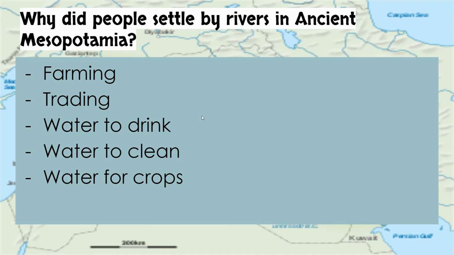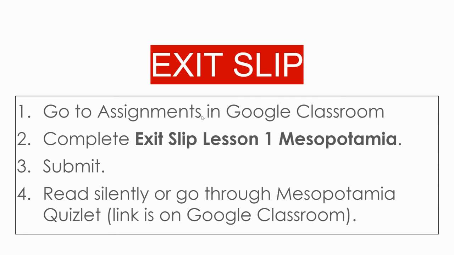Okay, so after you have read the readings I also posted on Google Classroom, I want you to take an exit slip over everything we just went over and what was in the readings. Your exit slip is going to be over Lesson 1 Mesopotamia. It's going to be posted on Social Studies Google Classroom. When you're finished with that, I want you to go through your vocab words on Quizlet, which is also linked on Social Studies Google Classroom.